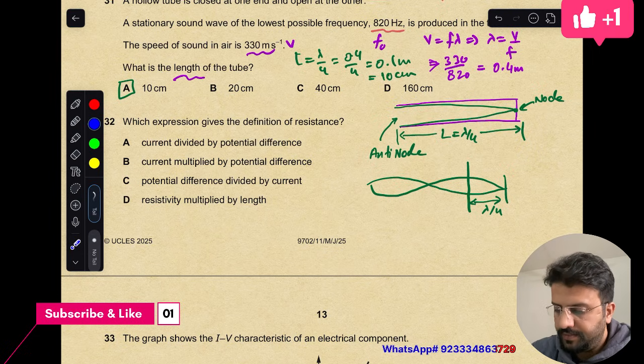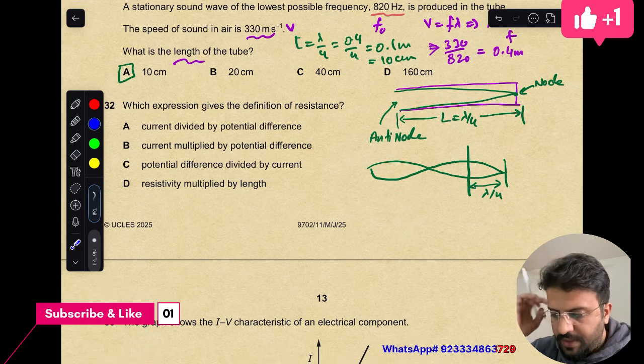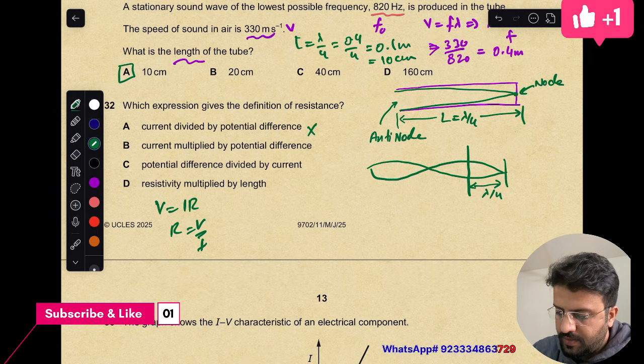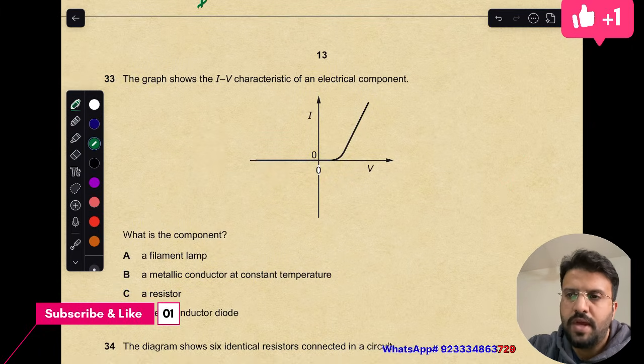Okay, in the next question, which expression gives the definition of resistance? For the resistance, we know V is equal to IR, so R is equal to V over I. Current multiplied, no, that is not the case. Potential difference divided by the current, yes. Okay, so it's option C we have.